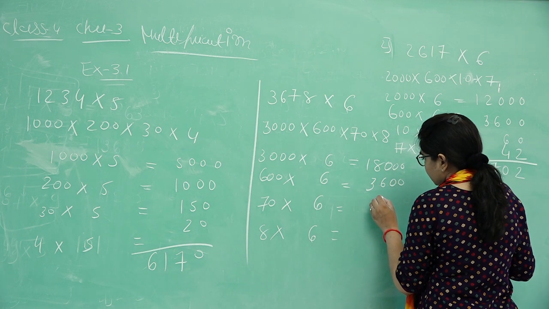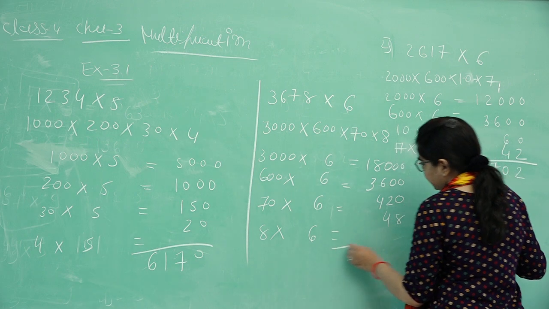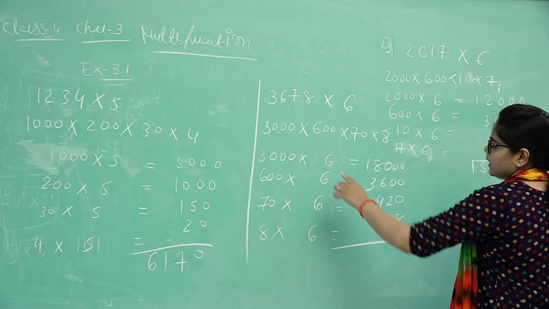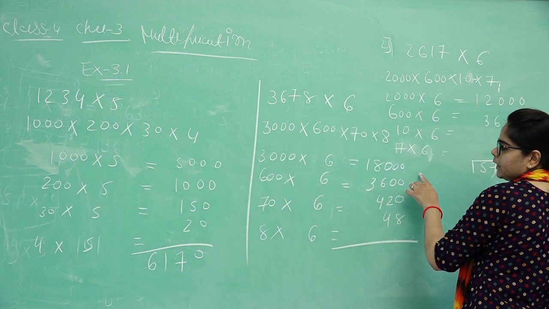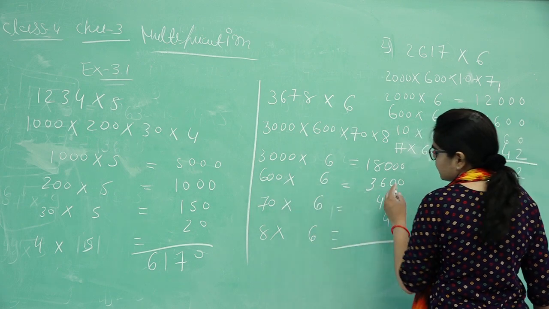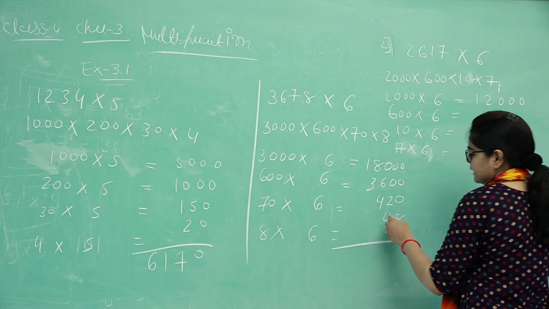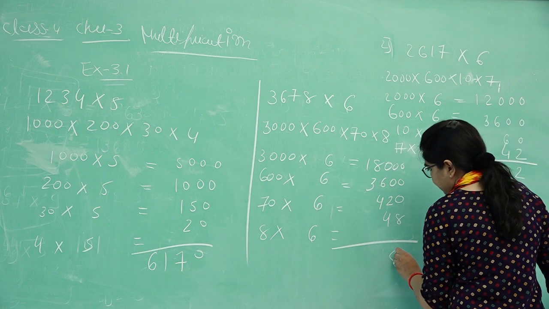3600. Okay. 420 and 8 6s are 48. Okay. 6 3s are 18, so write down here 18,000. 6 6s are 36, then put here 2 zeros. Then 7 6s are 42, so put here 1 zero. 8 6s are 48, 8 as it is here.